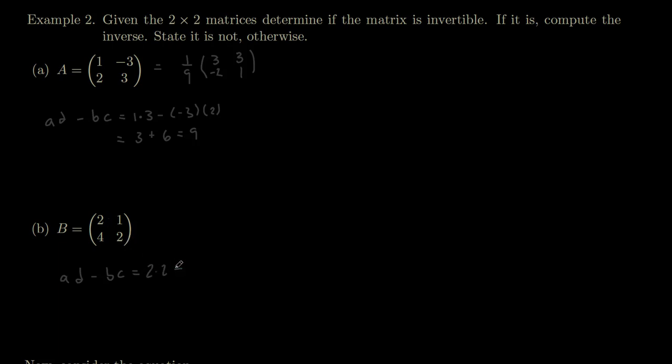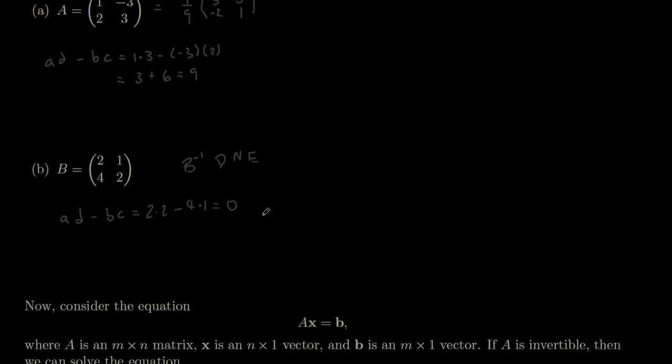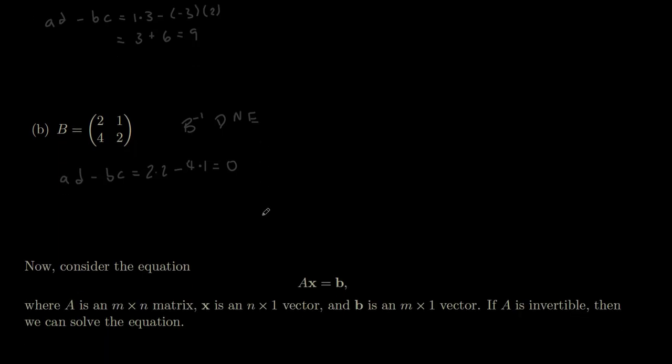And then minus 4 times 1. So that's 4 minus 4. That 4 is funky. Oh well. It is all 0 anyway. So since it's 0, this matrix you cannot write 1 over 0. So it's non-invertible. Or B inverse does not exist, if you will. It's not invertible.